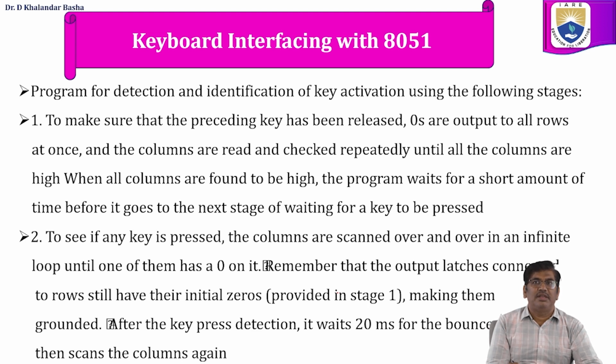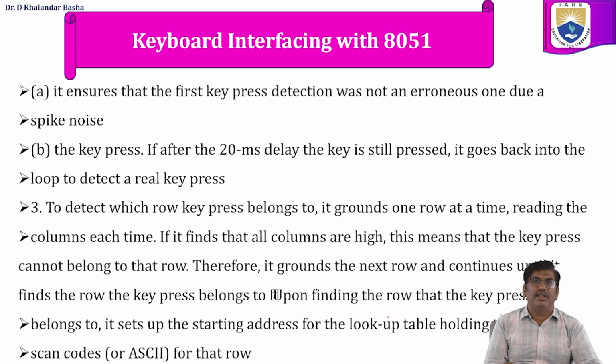So remember that the output latches connected to the rows still have their initial values of zeros, keeping them grounded. After the key is detected, wait for some amount of time, around 20 milliseconds, which we call key debounce, and then scan each column again. This ensures that the first key press detection was not erroneous, due to spike noise.